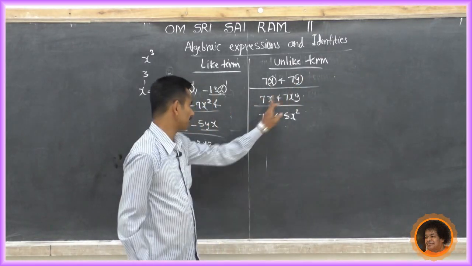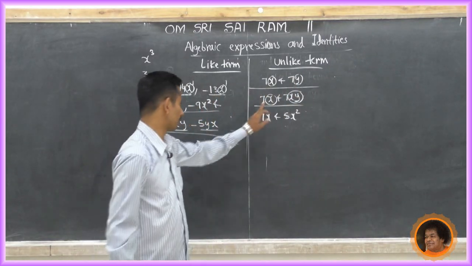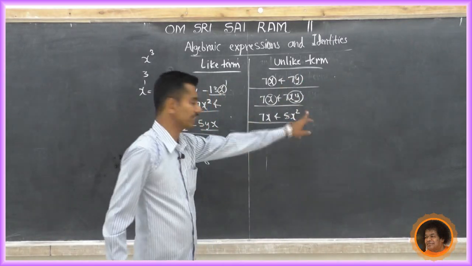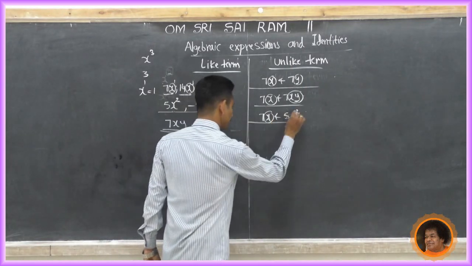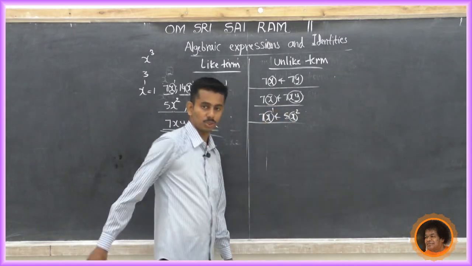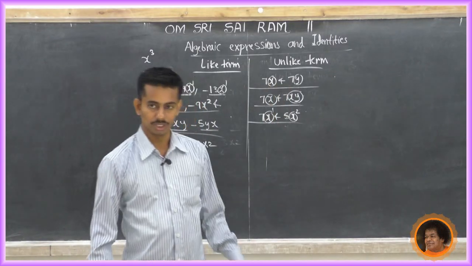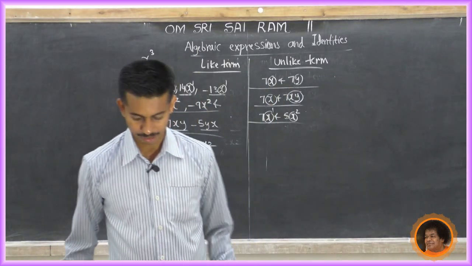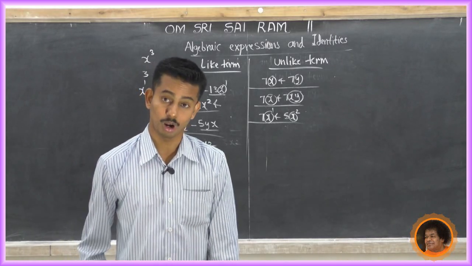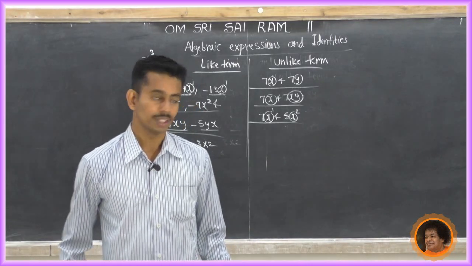Second example, 7x and 7xy. Here x is the variable, here xy is the variable. Therefore, it is also an unlike term. Now the third example, 7x and 5x squared. X is the variable, and x is the variable. But what is the problem? Here the exponent is 1, here the exponent is 2. The power is different. Therefore, it is an unlike term. What do you mean by unlike terms? Terms having the same variable with different exponents, or different variables with the same or different exponents, are called unlike terms.